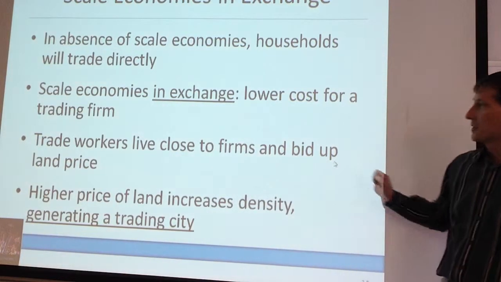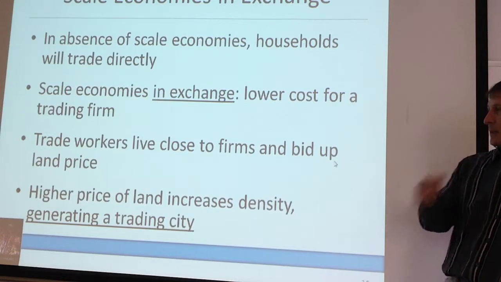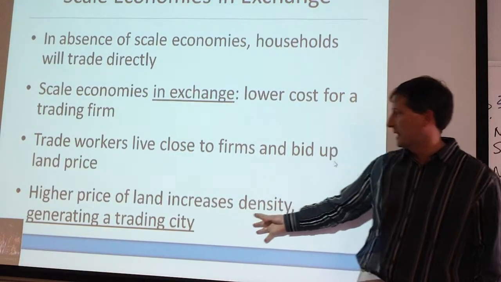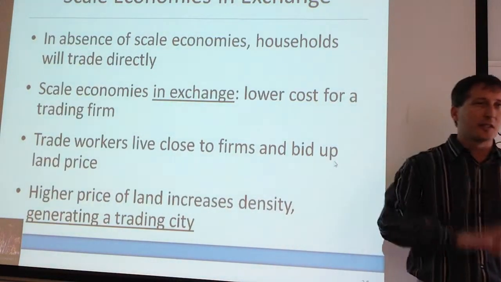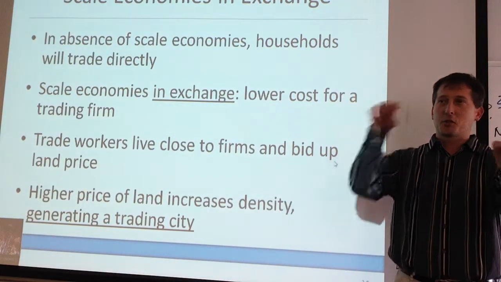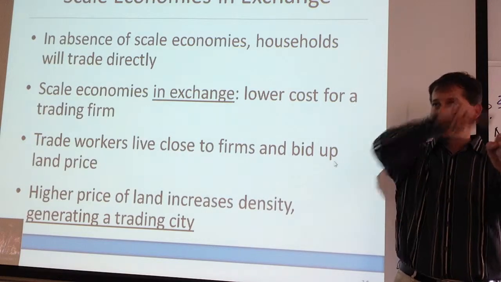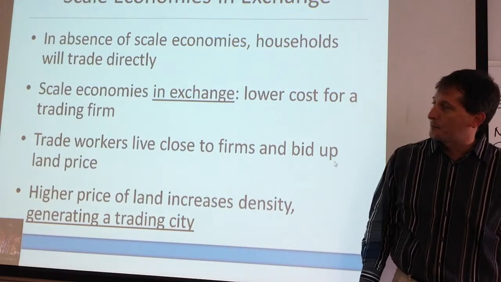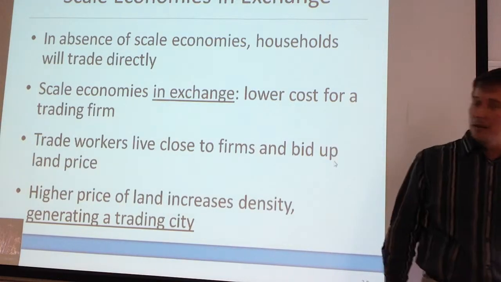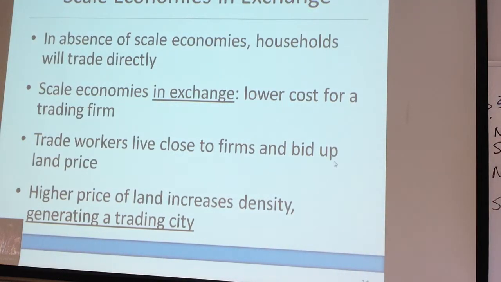So trade workers live close to firms and bid up the land prices. The higher price of land increases density, generating a trading city. And so there might be benefits that we live close to a river, and now we can start getting close to the bread trade and the shirt trade if we're on an avenue.